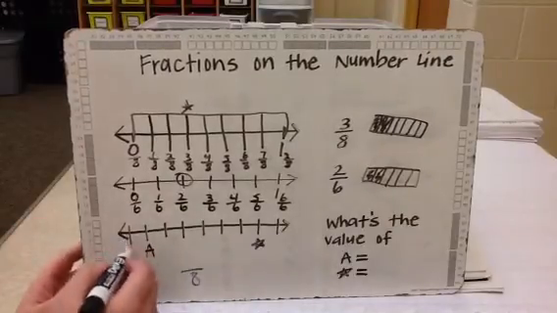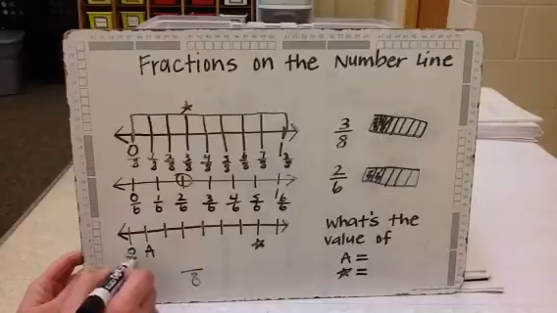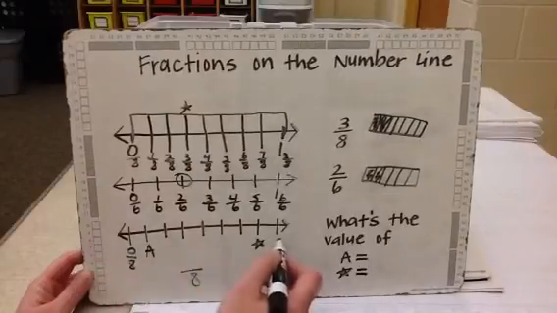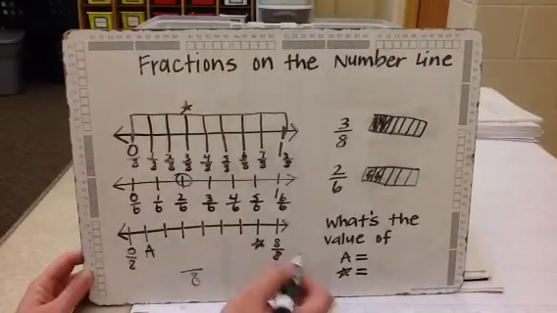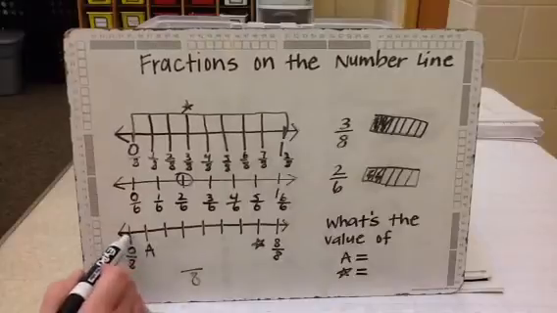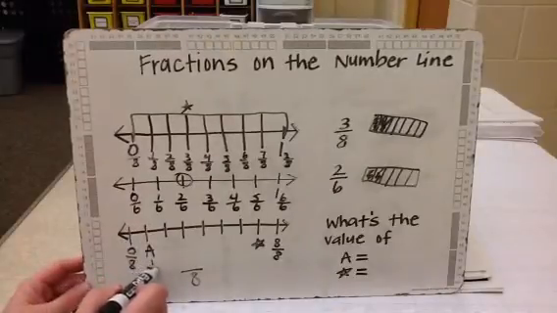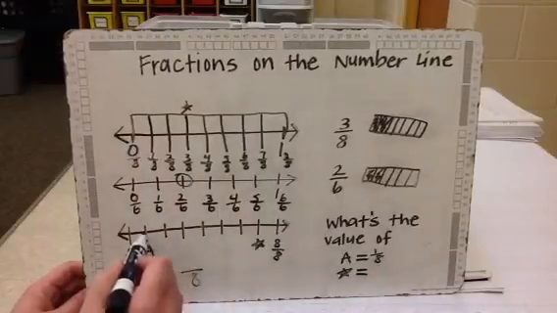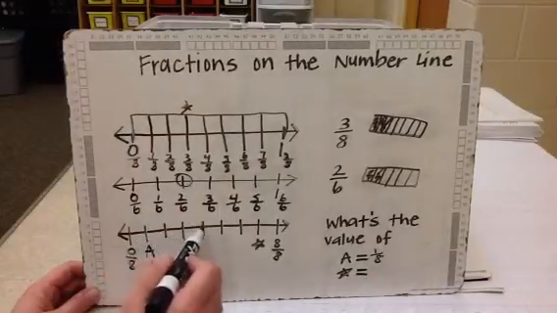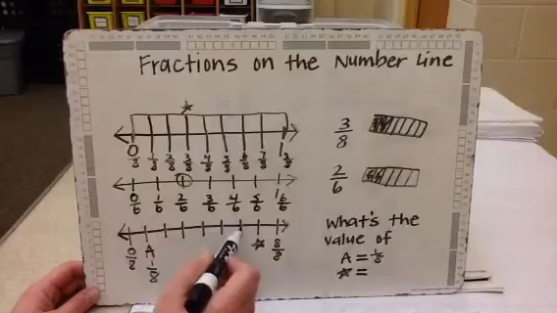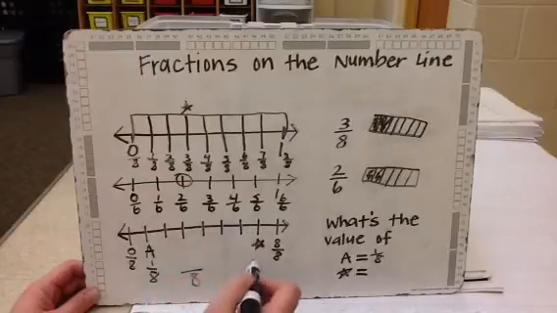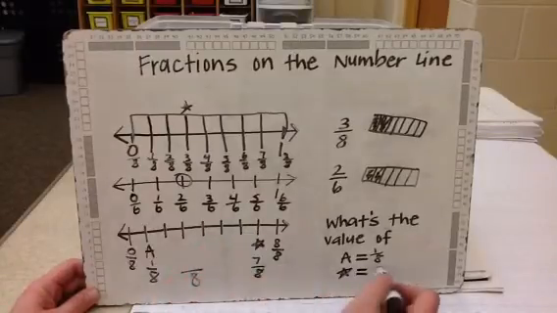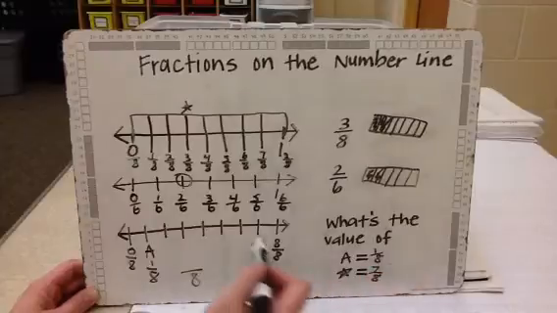So now I know that this is 0/8, and that means this is going to be 8/8. So the value of A would be 1/8. So A is 1/8. And then if I keep going, that would be 2/8, 3/8, 4/8, 5/8, 6/8, 7/8 over here for the star. And that makes sense because one more hop would get me to all 8/8.